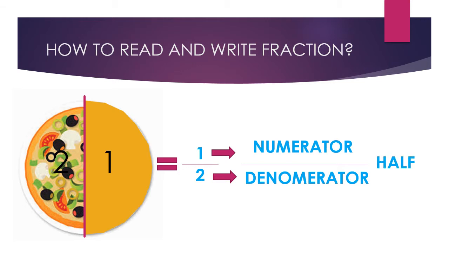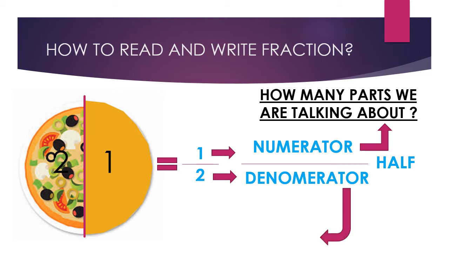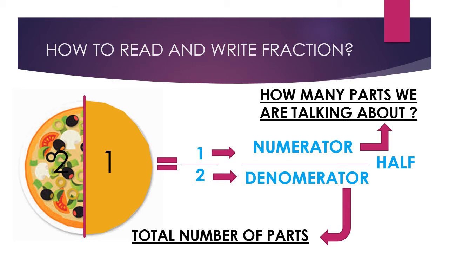Okay. This is called half. How can I write it in a word form? H-A-L-F. Half. Numerator, how many parts we are talking about, or how many parts I ate or I use. Denominator, total number of parts. Denominator is the total number of parts.